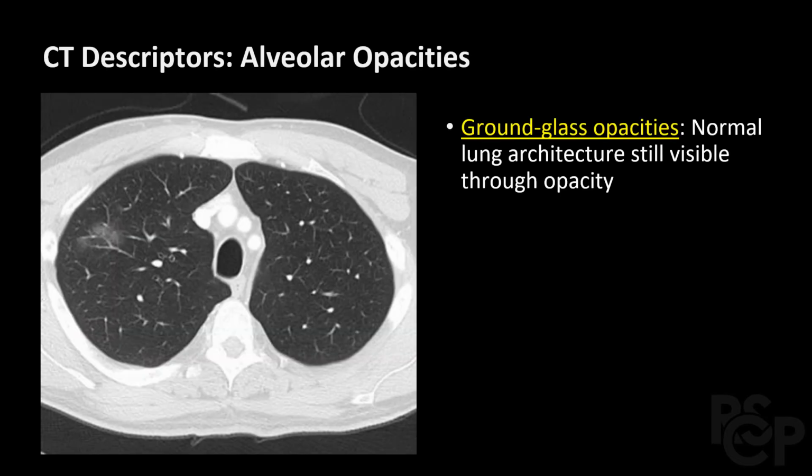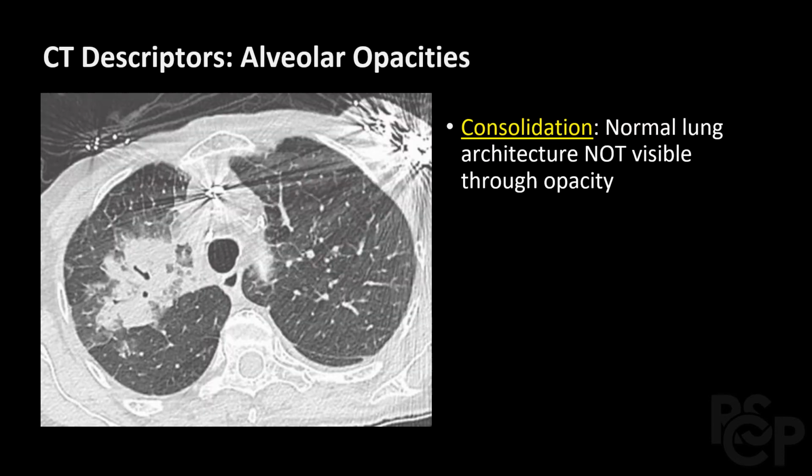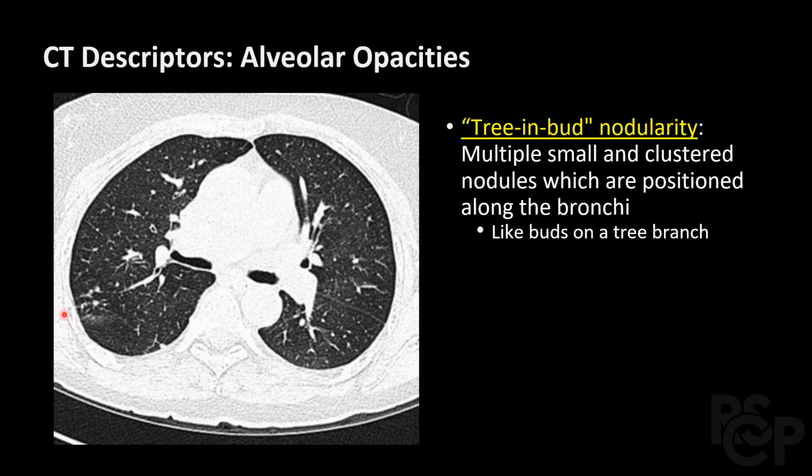Next, we'll move on to terms that can be used to describe findings on CT. Ground glass opacities on CT refer to an area where normal lung architecture is still visible through the pathology. On the other hand, consolidation refers to normal lung architecture not visible through opacity. These are tree and bud nodularities. They're multiple small and clustered nodules which are positioned along the bronchi.